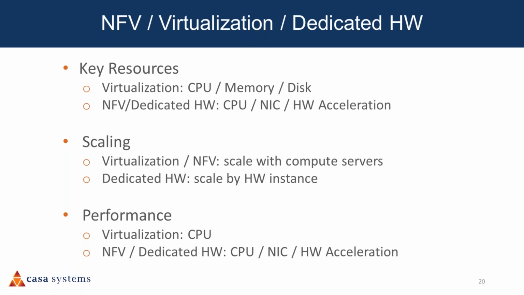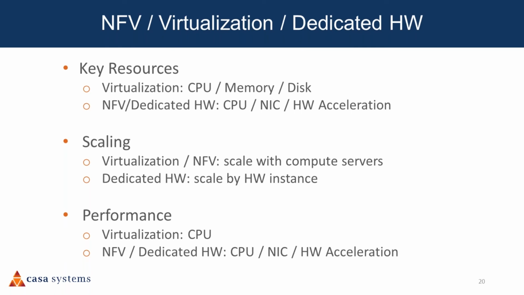But with networking functions, the actual NIC card and maybe hardware acceleration become more of a key resource along with the CPU. Memory and disk space are less needed. I mean, you still need your memory, you still need some disk space, but you don't need gobs of it because you don't tend to have huge databases or anything like that. But having a bigger NIC can be very important. Instead of using a one gigabit throughput NIC, you may want a 10 or even 100 gigabit NIC so you can get a lot more through the servers that you're using. And so for NFV and dedicated hardware, those tend to become more important resources.